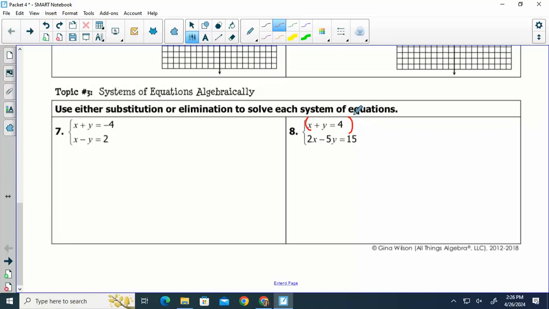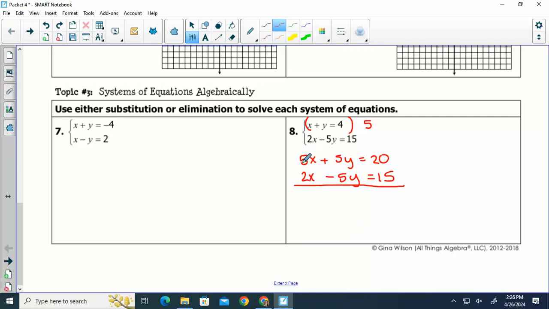Okay, so there's different options. If you want to do substitution, we could solve for it. If you want to cancel your x's, if this one's a positive 2, that one would have to get multiplied by a negative 2. This is a negative 5y, so I need this to be a positive 5. So if I multiply by 5, that's everything. We're going to take all of them. So it's 5x plus 5y equals 20. And 2x minus 5y equals 15.